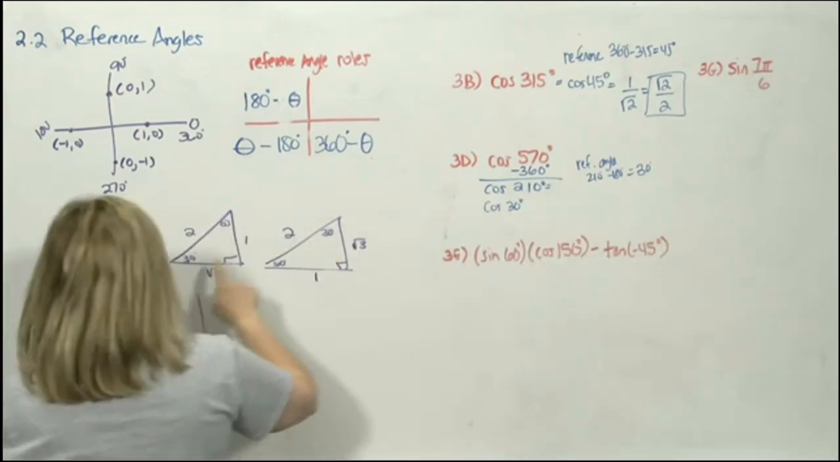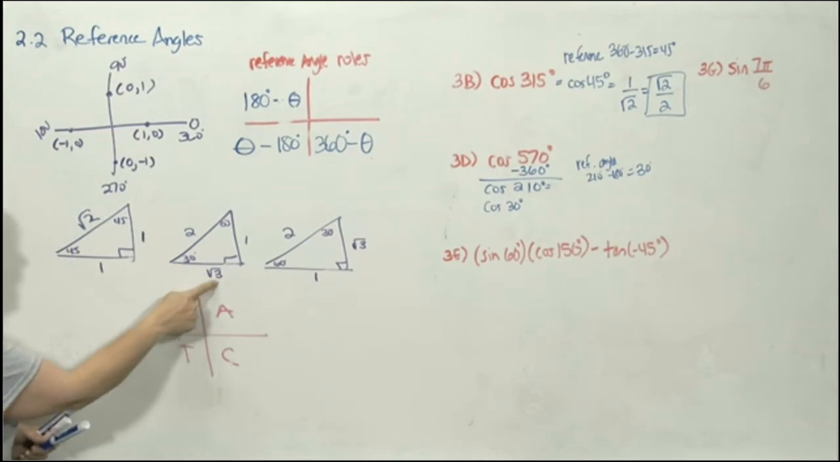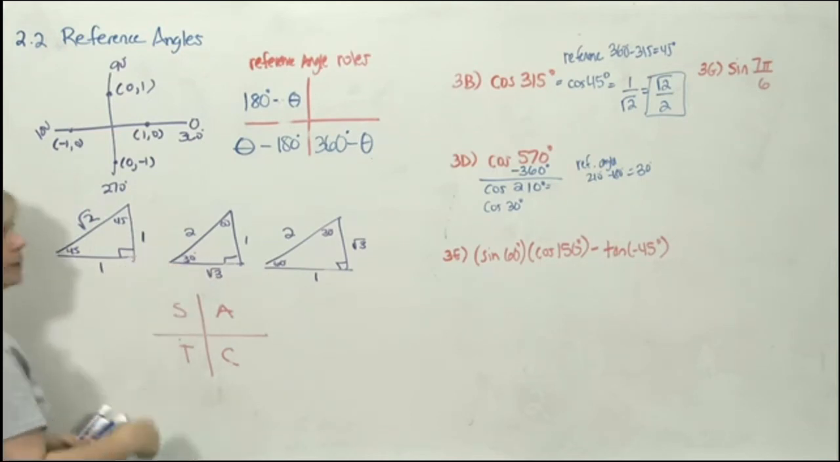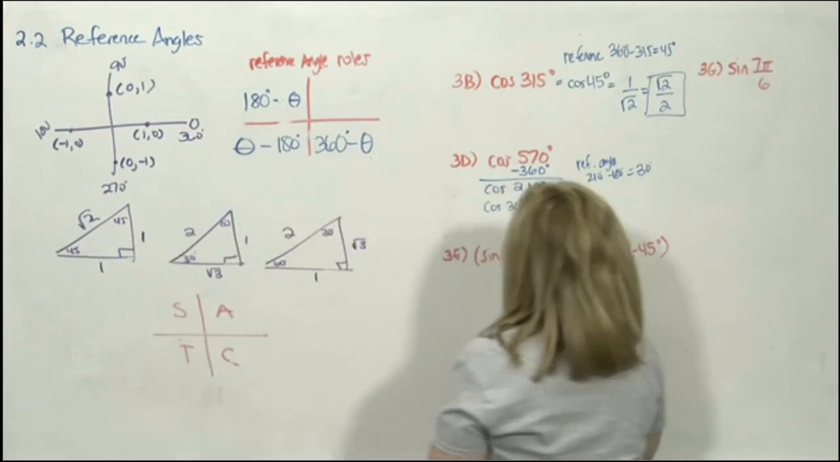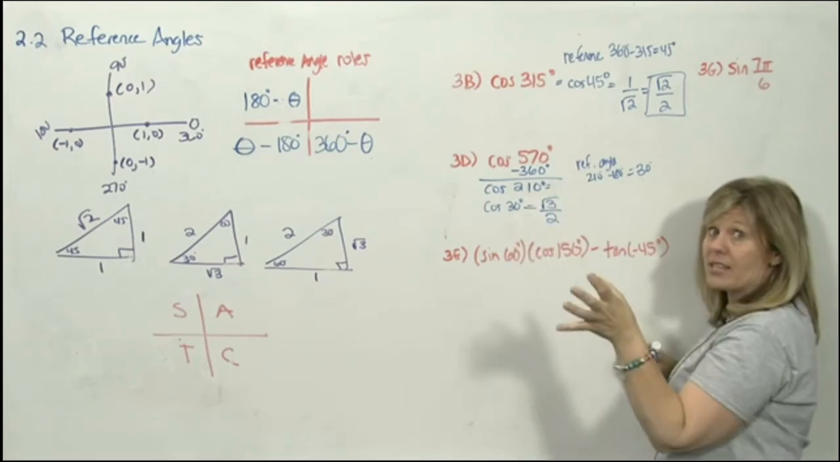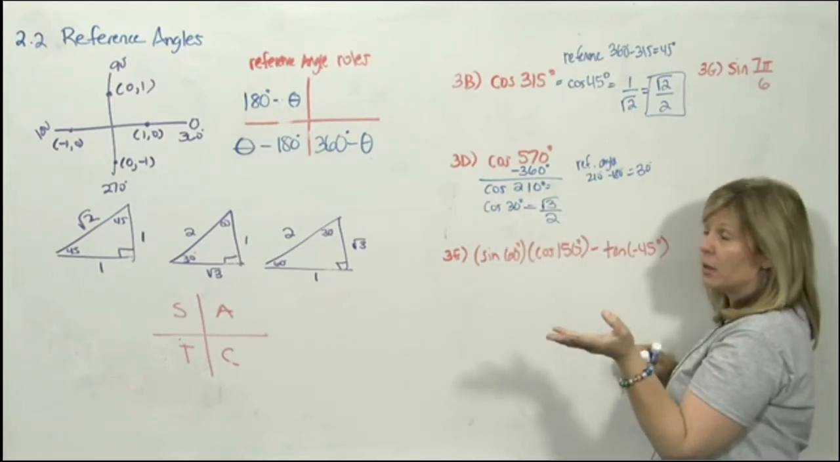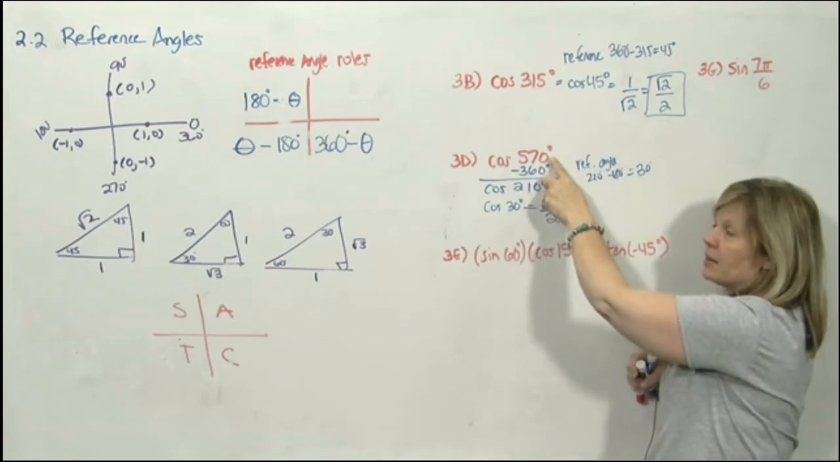If I'm looking up 30 degrees, I'm looking here at the 30 degree. Cosine again is x over r. So the cosine of 30 degrees is square root of 3 over 2. But that was not our original angle. Remember, the reference angle is always going to be in quadrant 1. You have to go back to the original. The original angle was 570.